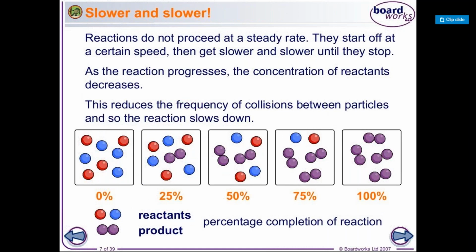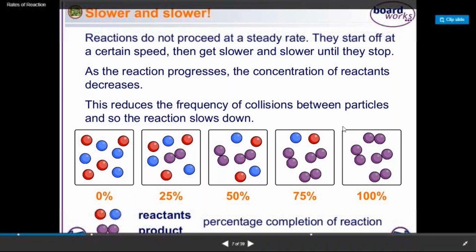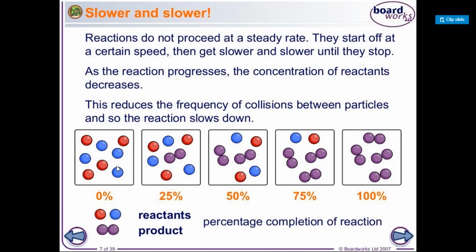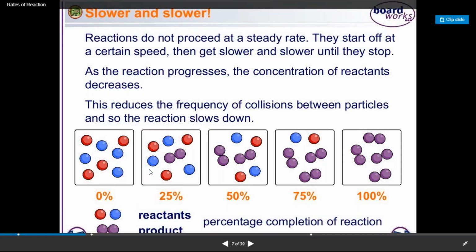Reactions do not proceed at a steady rate. They start off at a certain speed, then get slower and slower until they stop. As the reaction progresses, the concentration of reactants decreases. This reduces the frequency of collisions between particles, and so the reaction slows down. If you take a look at the following picture, you will see that initially you have 0% of products. But as time proceeds, the amount of products starts to increase, but the concentration of reactants starts to decrease.